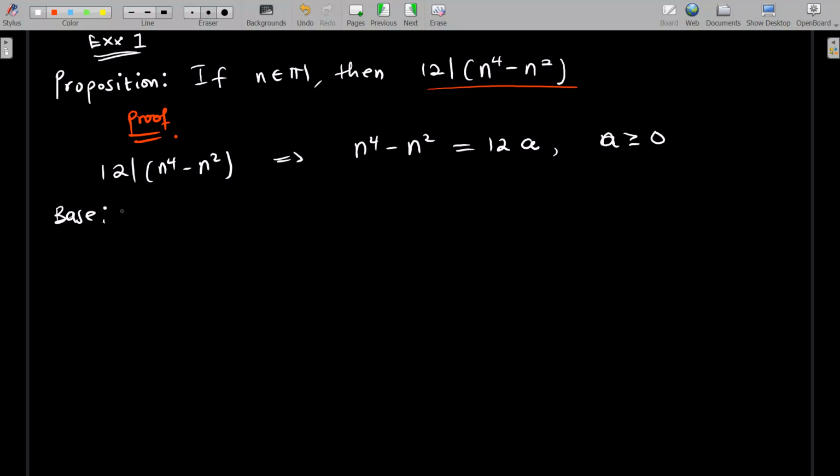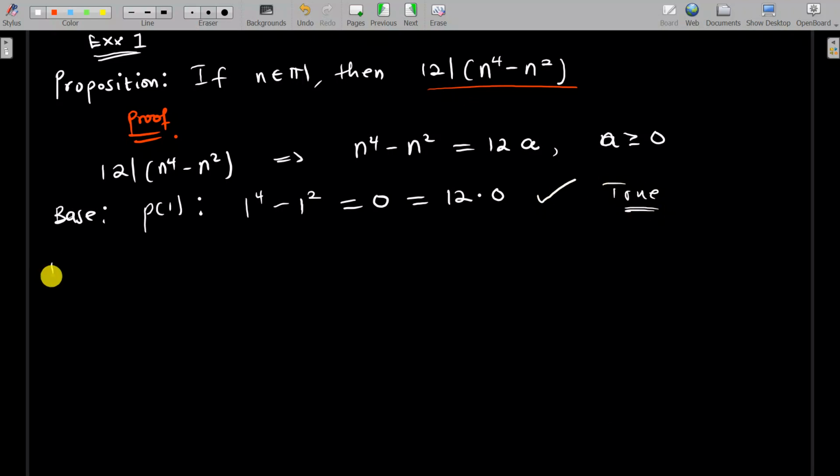The base case is that you're supposed to show that p of 1 is true. P of 1 is such that 1 to the power 4, so wherever you see n, you put 1, minus 1 to the power 2, which is equal to 0, is equal to 12 multiplying something. And what should be multiplied? It's equal to 12 multiplying 0. So this is actually true. The first thing, the base case, is saying that this is true.